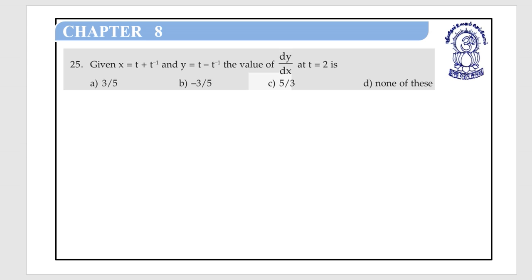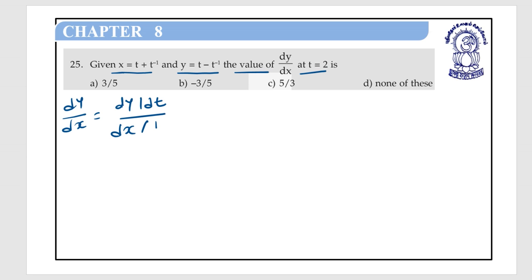Question number 25. Given x is equal to t plus t raised to minus 1, y is equal to t minus t raised to minus 1. The value of dy by dx at t is equal to 2 is. So, for dy by dx, you have to find out the dy by dt and dx by dt, because dy by dx is the ratio of dy by dt by dx by dt. So, x is equal to t plus t raised to minus 1.